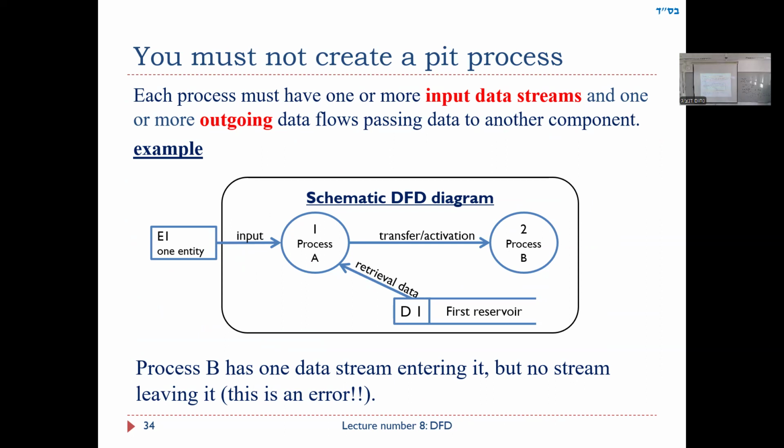You must not create a pit process. What do we mean by a pit process? It has no output. Process 2 here in this diagram, what does it do? It just gets data and then it's a pit. It's dead, like the Dead Sea. Water flows in, but doesn't flow out.